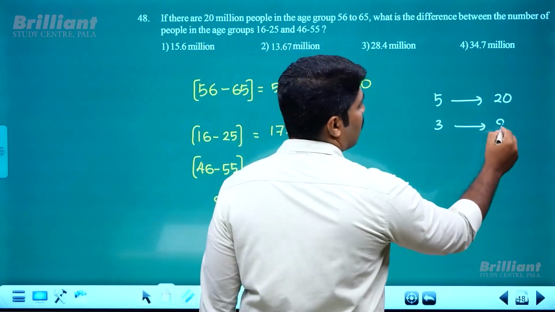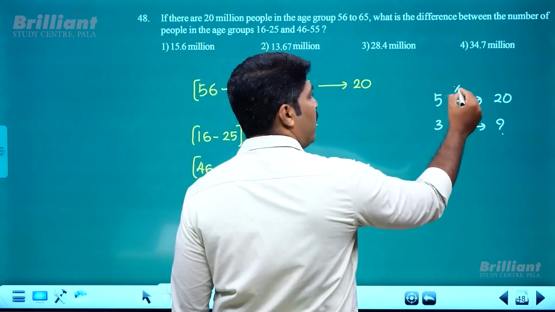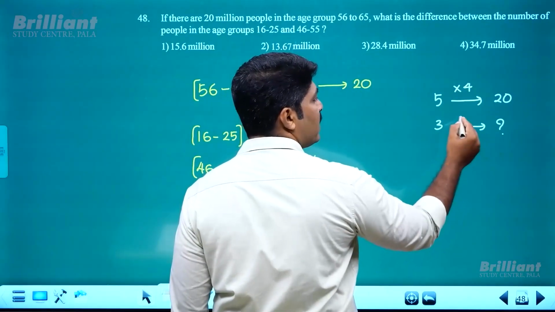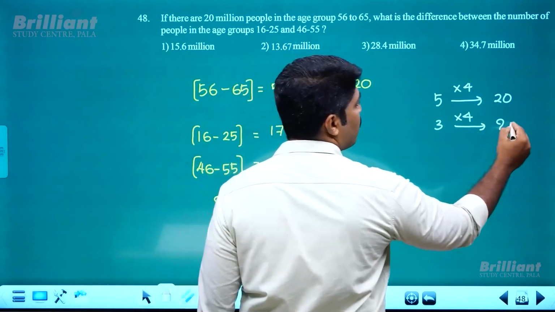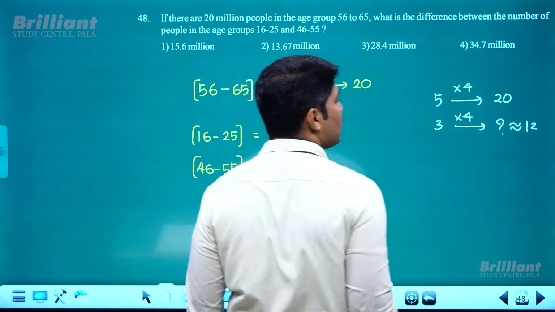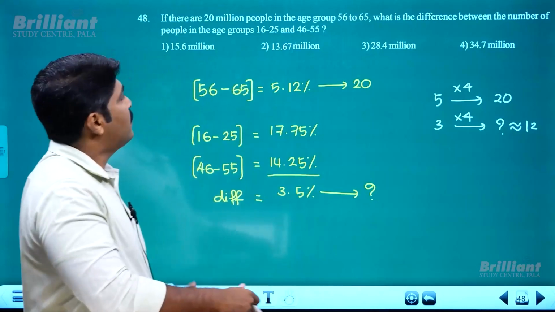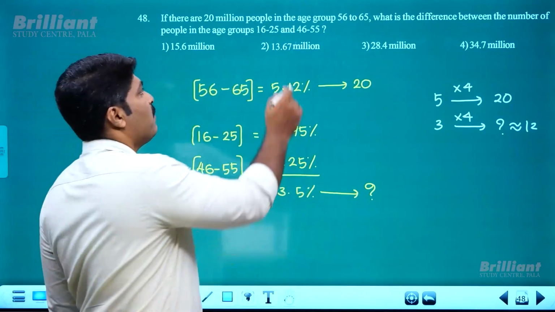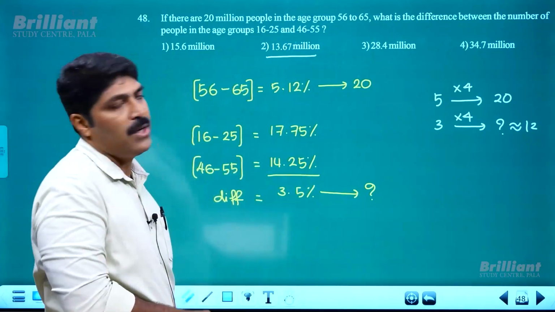3 represents is how much? Here we know that 5 into 4 will be equal to 20, therefore 3 into 4 will be equal to 12. So our answer is nearest to 12. Just look at the options. So there is only one option that is nearest to 12.